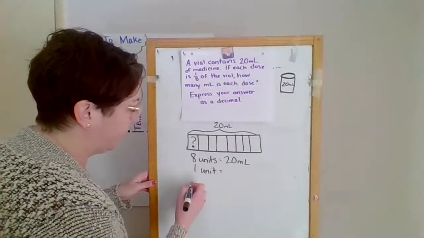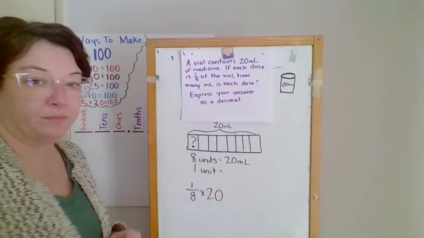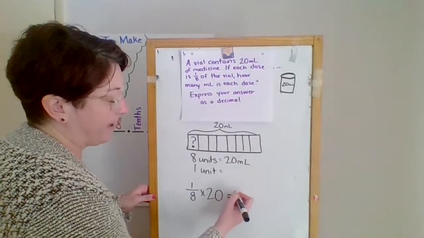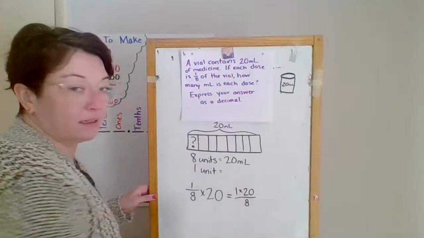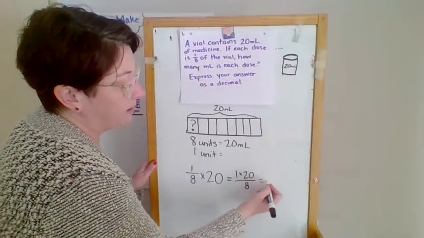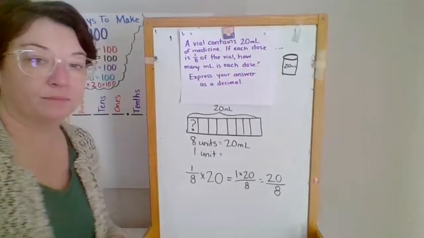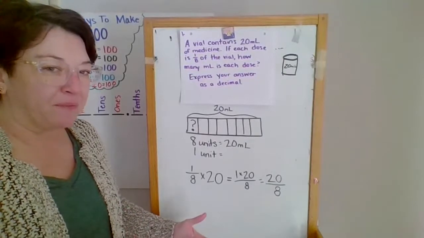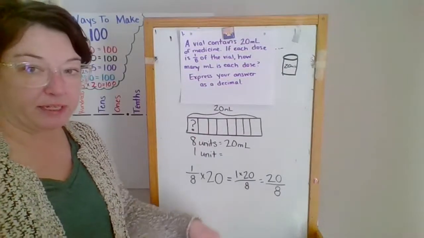So I'm going to do 1/8 times 20 milliliters. So to multiply that, I would do 1 times 20 over 8. Okay. And that would be 20 over 8. But we don't want to express our number of milliliters as a fraction. We have to express it as a decimal. So how could I turn that into a decimal?